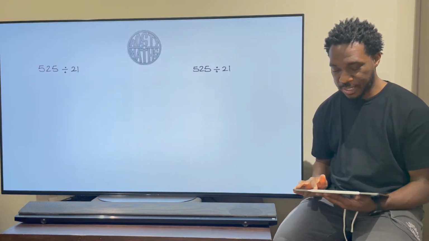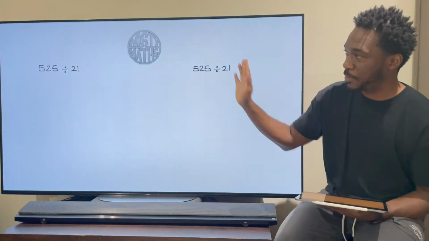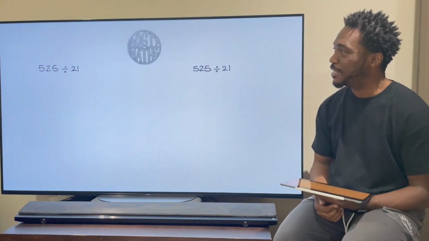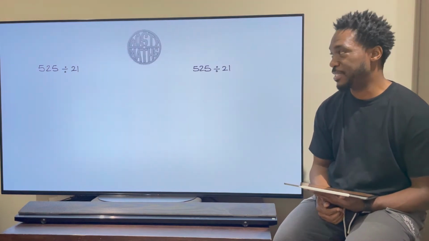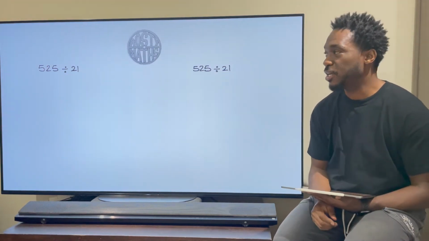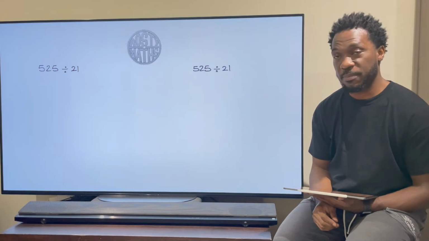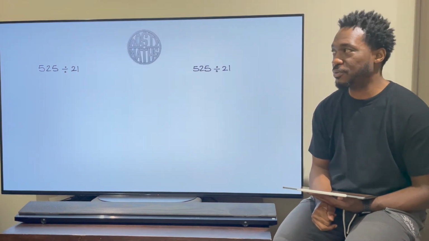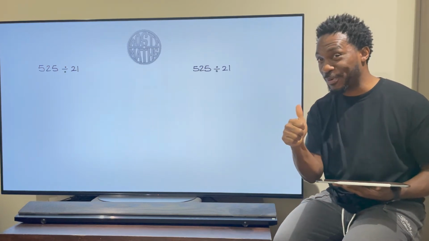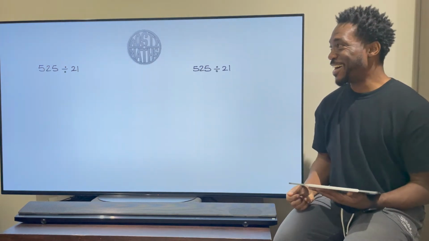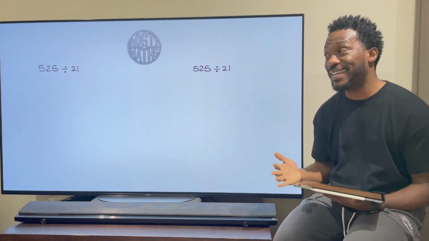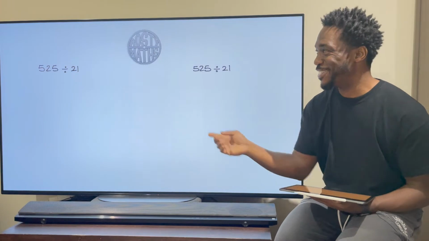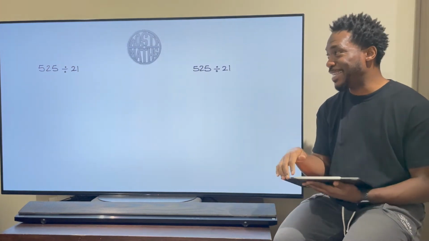So you can see that I have already populated my stuff and I'm ready to go. For this lesson, we're going to use two methods, and that's why you see the same question twice. We're going to use the bus stop method, which is going to be fairly quick and easy, provided that your 21 times tables are on point. So yeah, good luck with that one. And then I've got the chunking method in case your knowledge of your 21 times table is not the best. So let's jump straight into it and see what we're going to do.